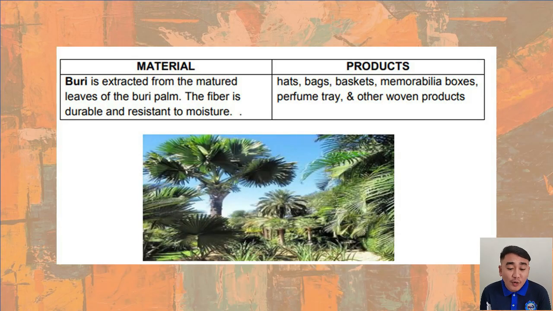We also have the buri. Buri is extracted from the matured leaves of the buri palm. The fiber is durable and resistant to moisture. The products are hats, bags, baskets, memorabilia boxes, perfume tray, and other woven products.